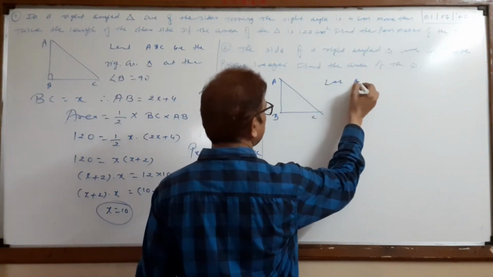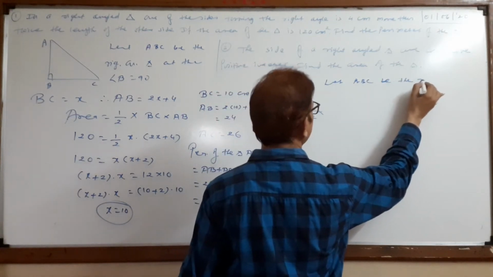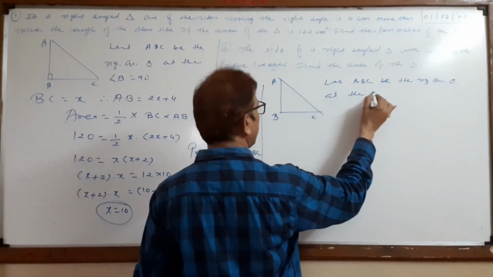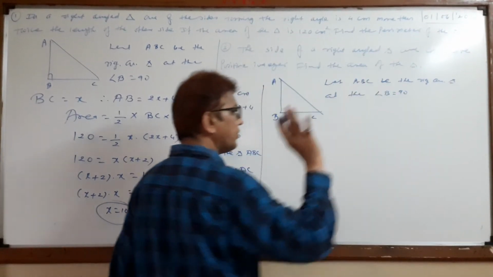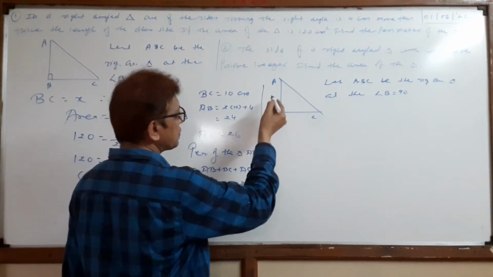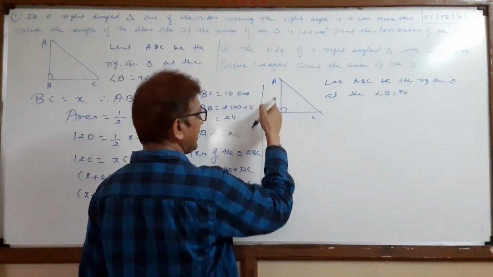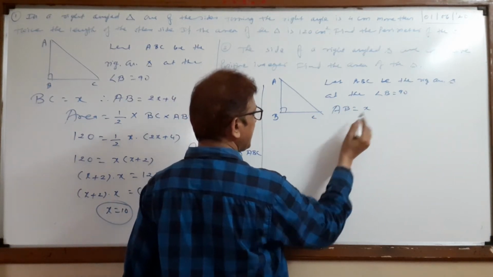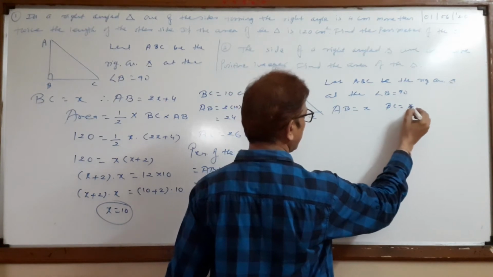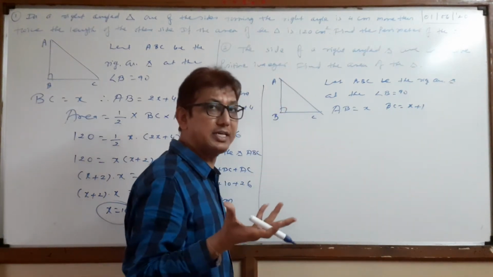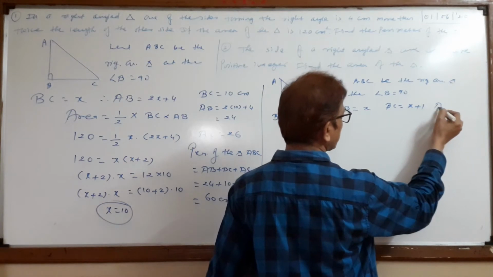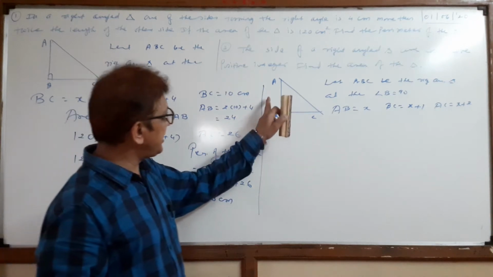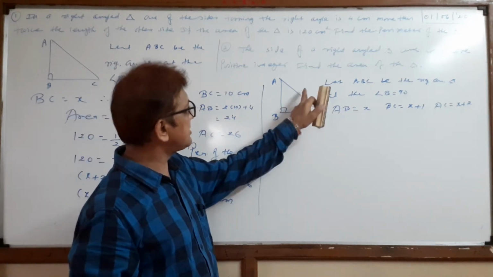Suppose ABC is a right angle triangle with angle B equal to 90 degrees. The three sides are AB, BC and AC, and AC is the largest side because it is the hypotenuse. Suppose AB equals x, BC equals x plus 1 because the sides are consecutive, and AC equals x plus 2. Clear?